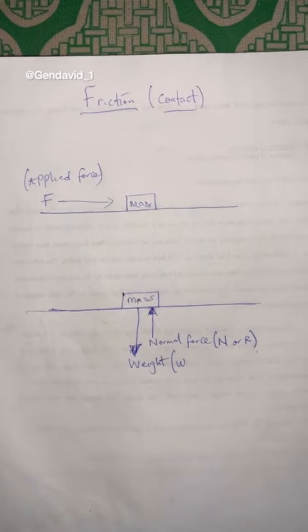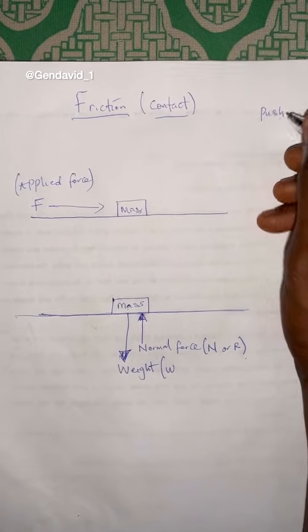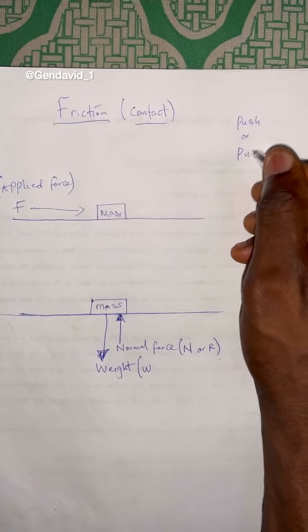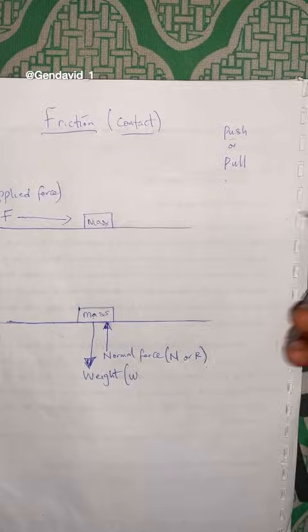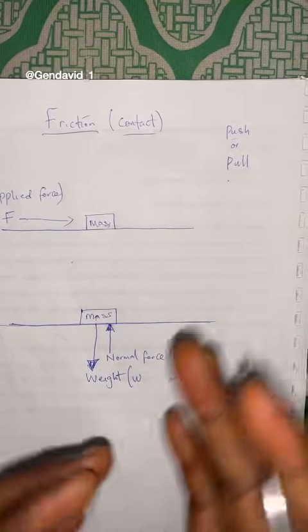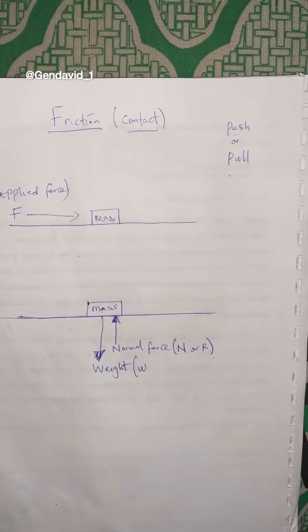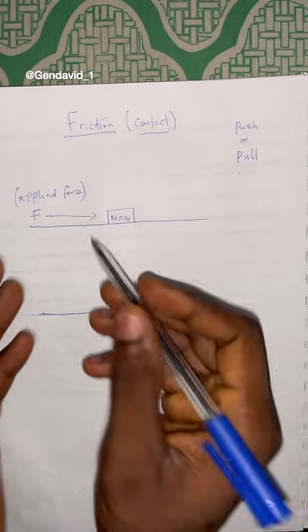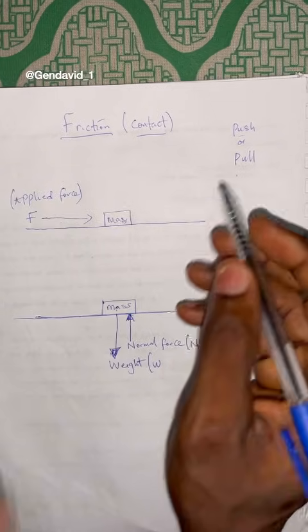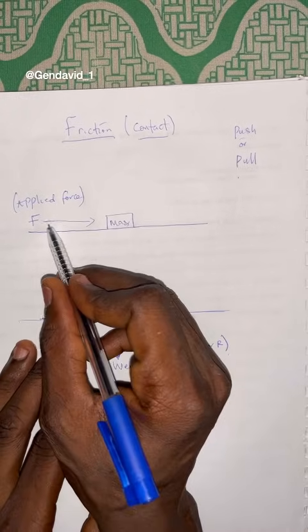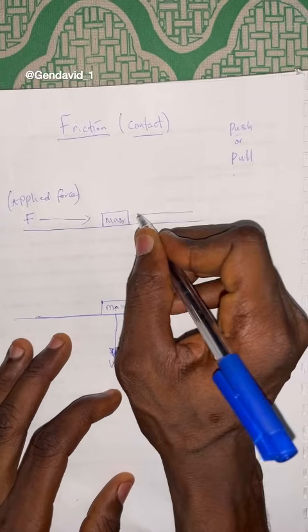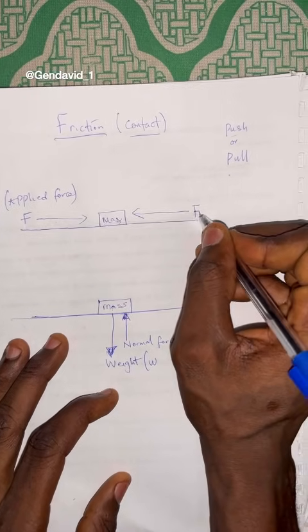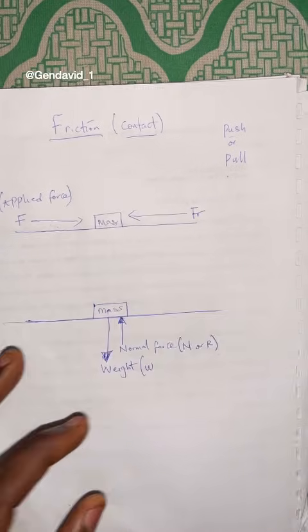The applied force can be a push or a pull. All these pushes and pulls are forces. When you push something, that means you draw it here. Now, when you talk about the applied force, let's say you apply the force towards this direction, it goes like this, then there will be a frictional force that opposes it.